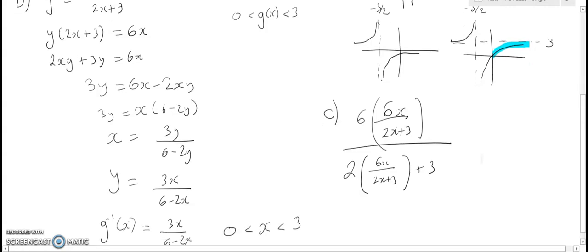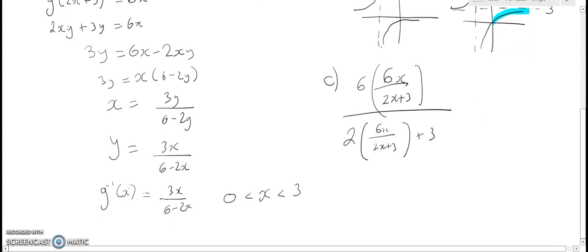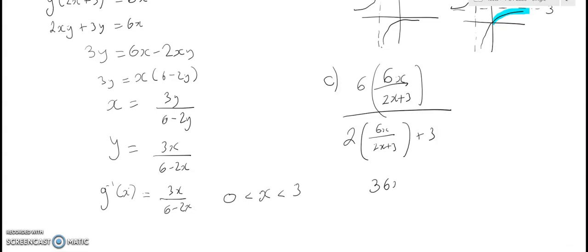Now we've got to simplify this. It looks a bit ugly right now, but don't worry, we'll get there. So let's look at the numerator. The numerator is going to be 36x, so it's 6 over 1. We'll multiply fractions, multiply the tops, multiply the bottoms. I'm going to write it as a divide by. Let's just clean up the bottom a little bit.